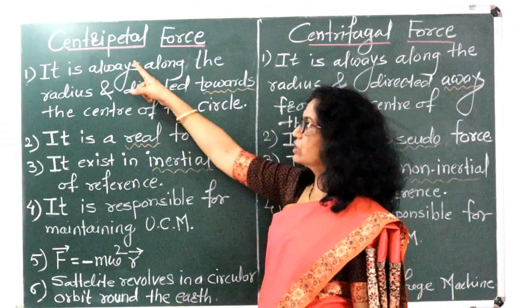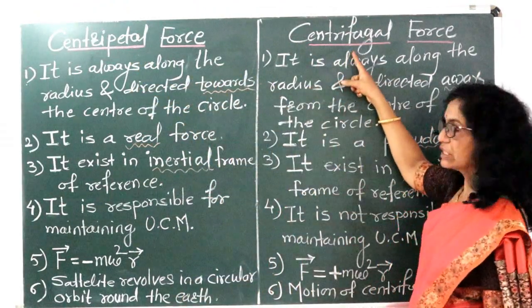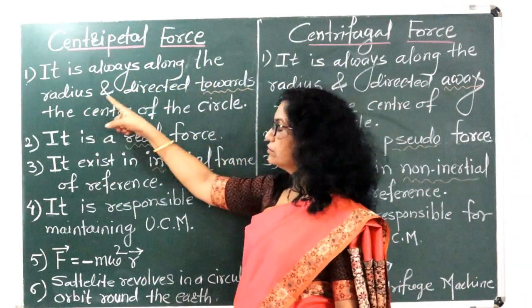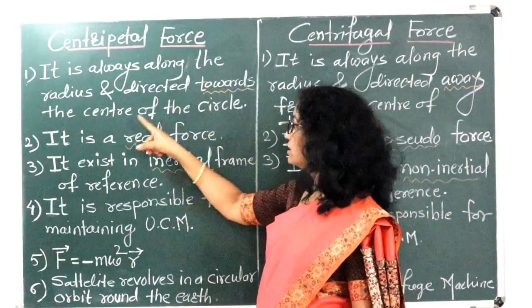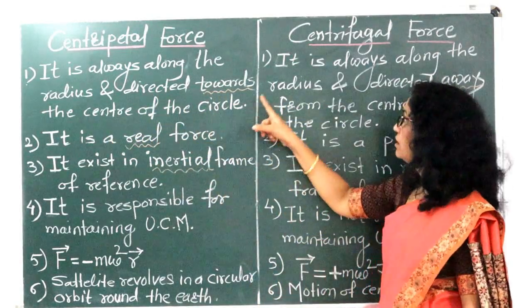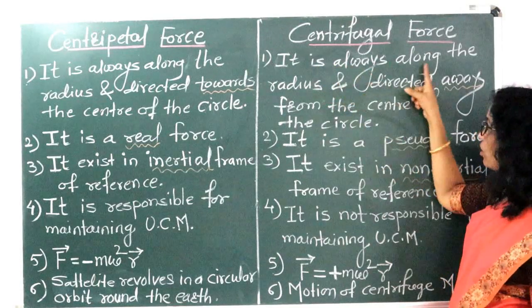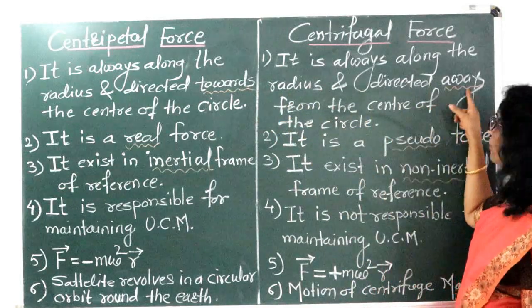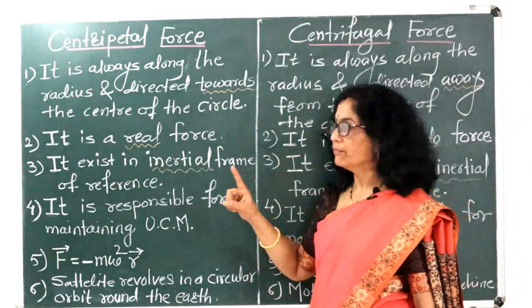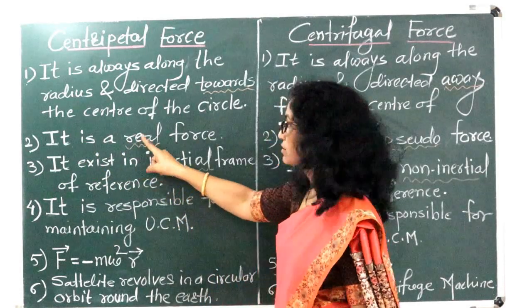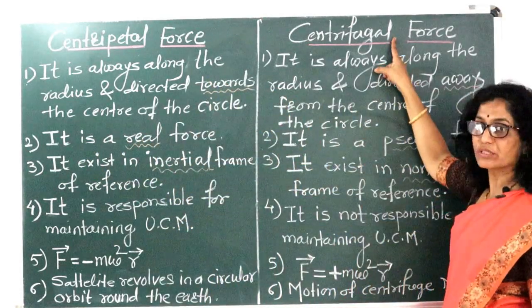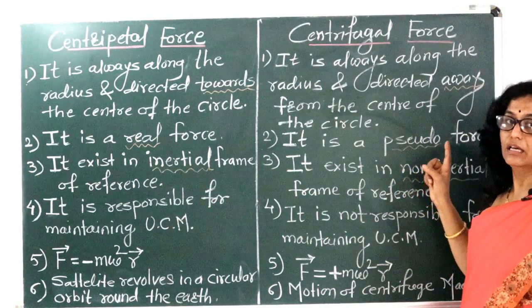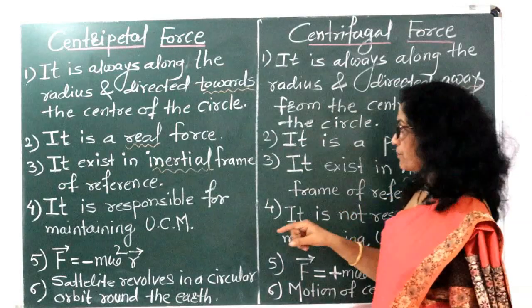Let us start with distinguish between centripetal force and centrifugal force. Centripetal force is always along the radius and directed towards the center of the circle. Centrifugal force is always along the radius and directed away from the center. Second, centripetal force is a real force. Centrifugal force is a pseudo force, also called a fictitious force, which we feel in an accelerated frame of reference.